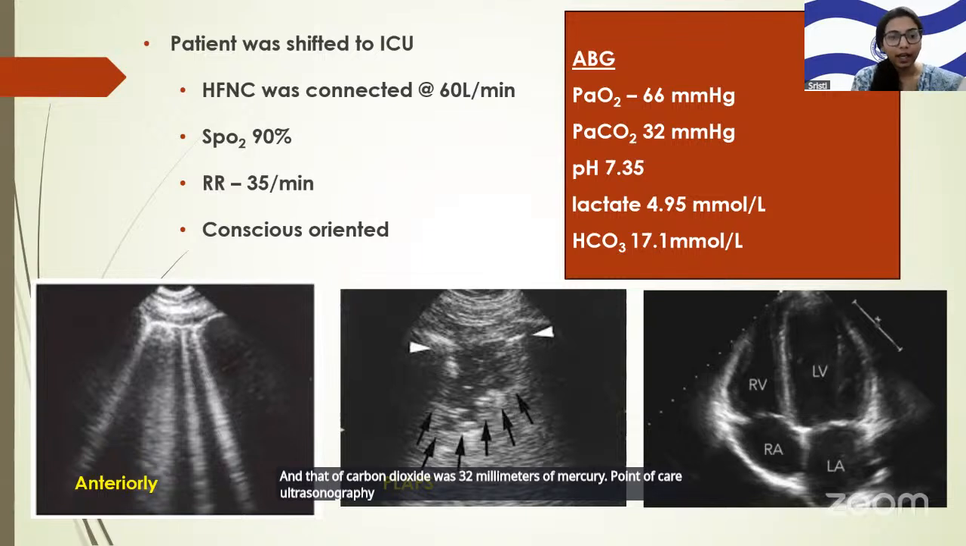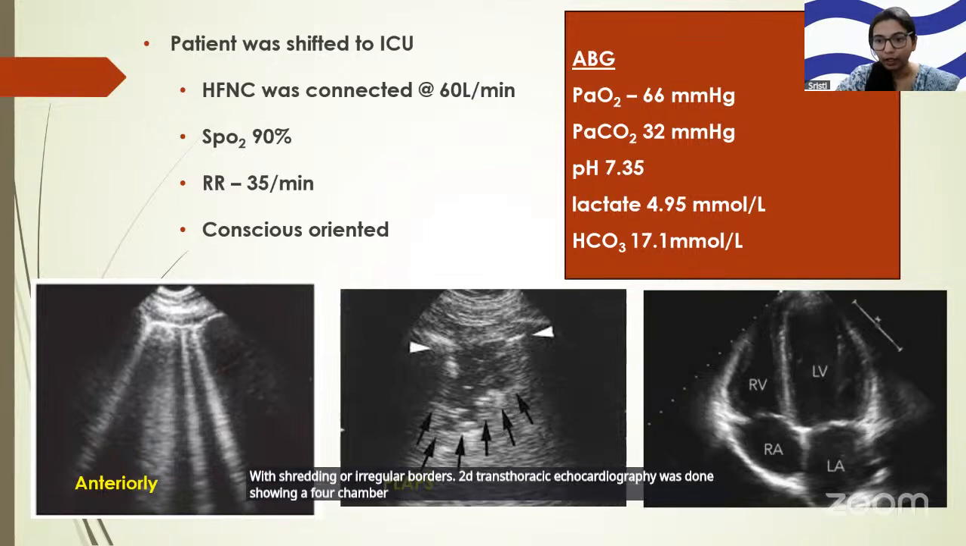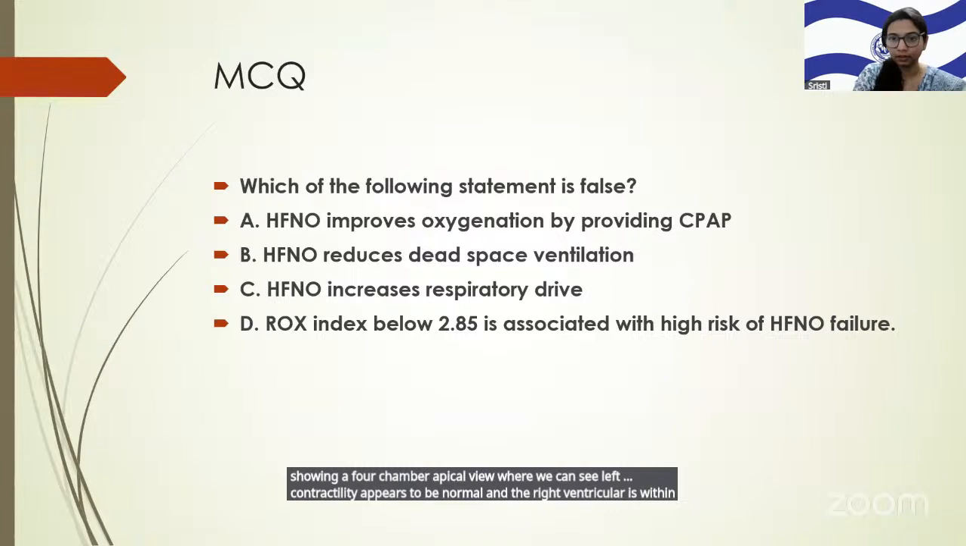Here we can see anteriorly well-spaced B lines were present, and in the PLAPS point, in the second picture, we can see that there is subpleural consolidation with spreading or irregular borders. 2D transthoracic echocardiography was done, showing a four-chamber apical view where we can see left ventricular contractility appears to be normal and the right ventricle is within normal limits.